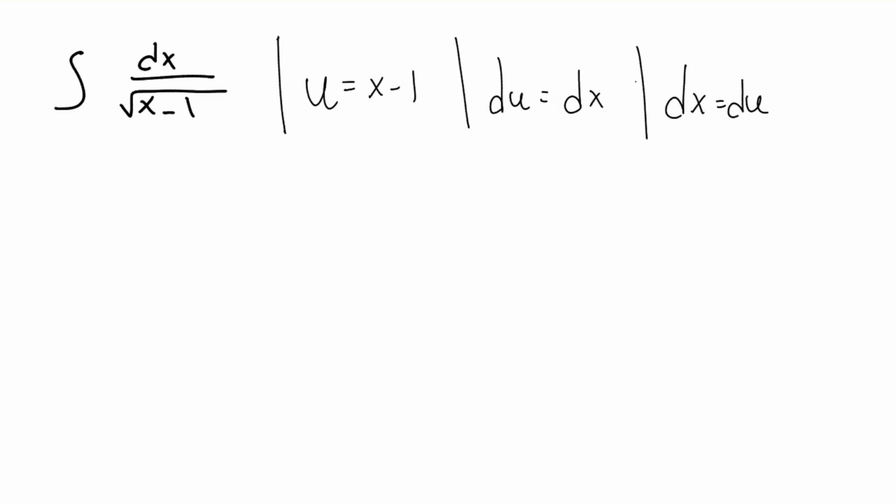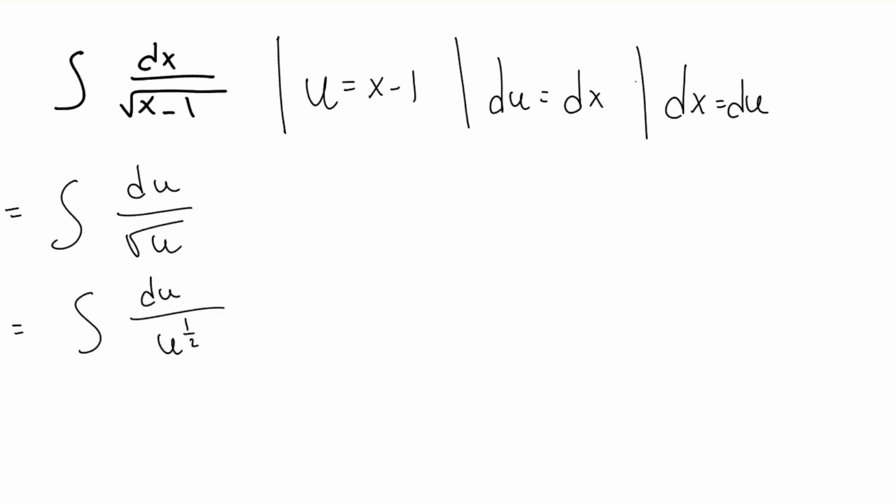All right. So now my next step would be to simplify this integral over here. So then I can rewrite it as du over just square root of u, right? Because our x minus 1 we set to u. Our next thing I want to do is get rid of my square root, and so I'm going to do u to the power of half. So it's going to be du over u to the power of half.